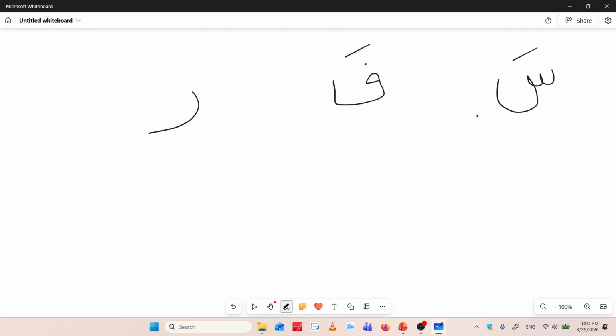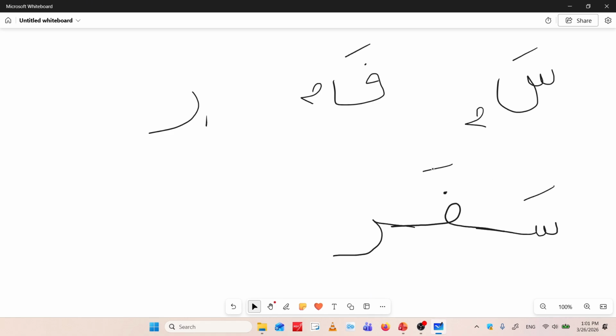All right. So sin, the two-way connector, and fa is a two-way connector. Ra is a one-way connector. That being said, we will write the initial sin since it's in the beginning, and then we will bring the fa. This is the connected fa in the middle, and then we will bring the connector, and we have the ra, and we will add the harakat. So this word is safar. Safar. One more time. Safar. And safar means traveling.